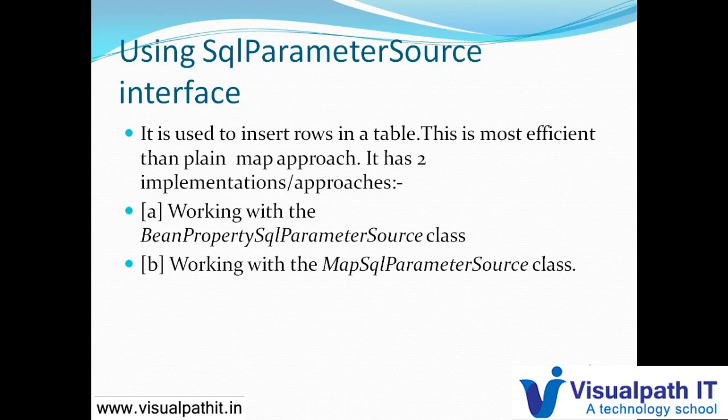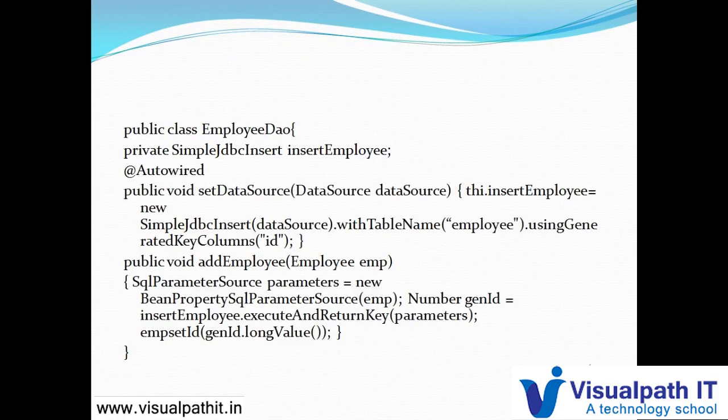So there are two approaches or implementations for this purpose. First is working with the BeanPropertySqlParameterSource class. Second is working with the MapSqlParameterSource class. So let's see, working with the bean, this is the BeanPropertySqlParameterSource class. We can see here very clearly the BeanPropertySqlParameterSource class.